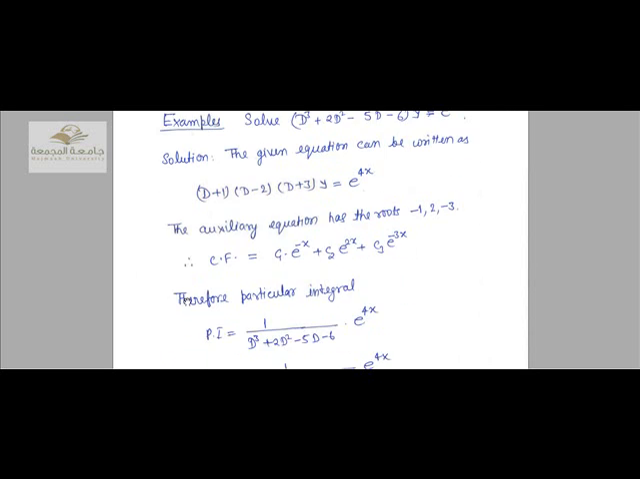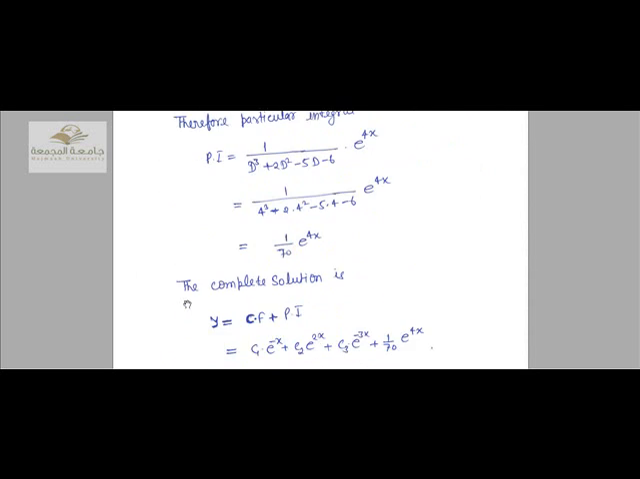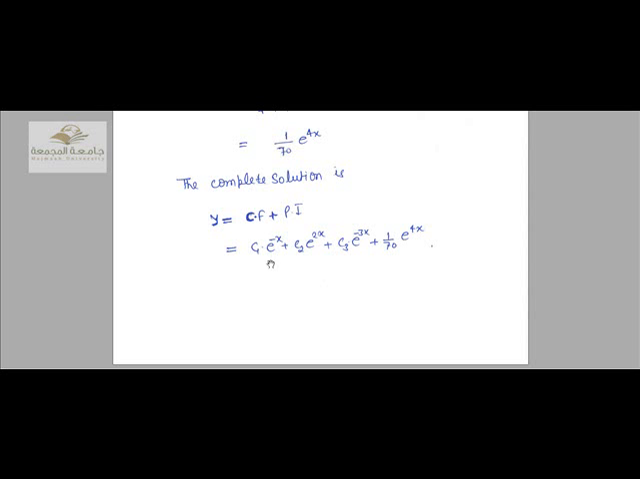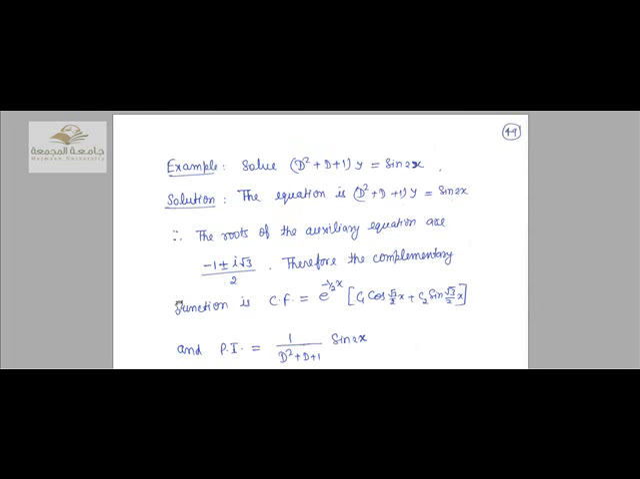Therefore, the particular integral PI = 1/(D³ + 2D² − 5D − 6) e^(4x) = 1/(4³ + 2·4² − 5·4 − 6) e^(4x) = 1/70 e^(4x). The complete solution is y = complementary function + particular integral, which is equal to c1 e^(−x) + c2 e^(2x) + c3 e^(−3x) + 1/70 e^(4x).